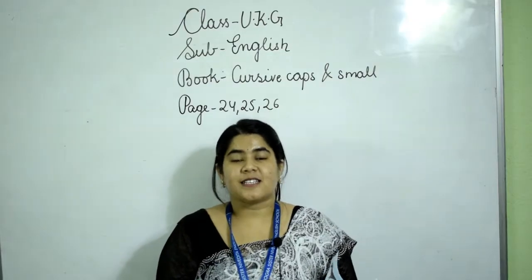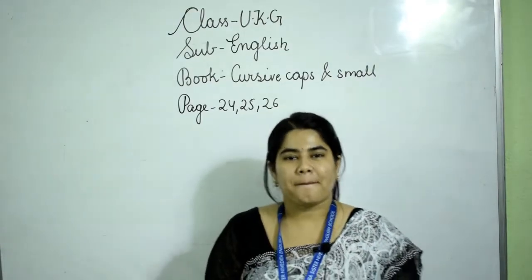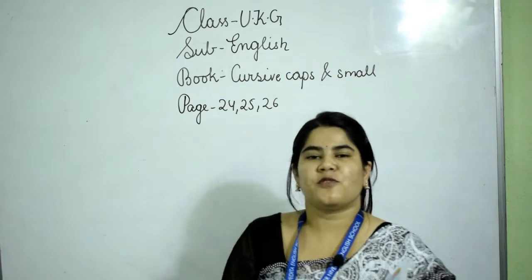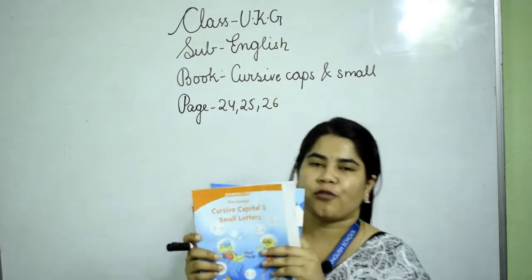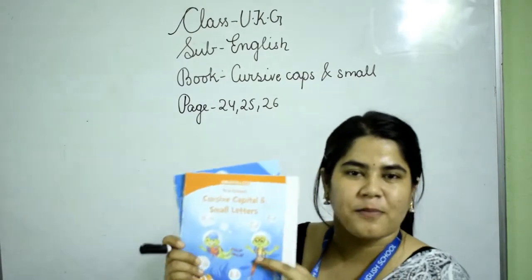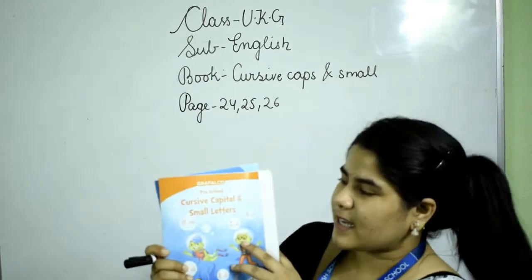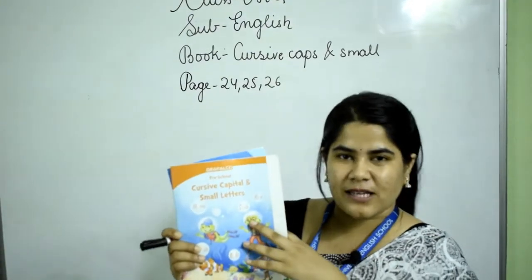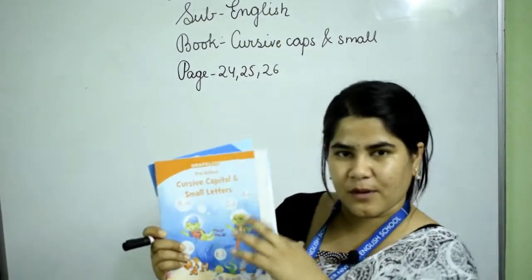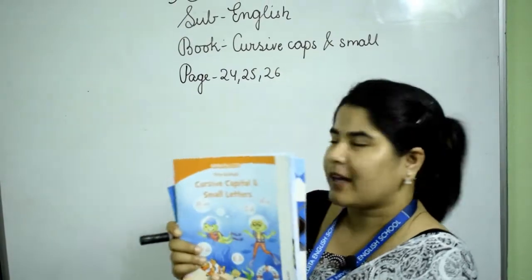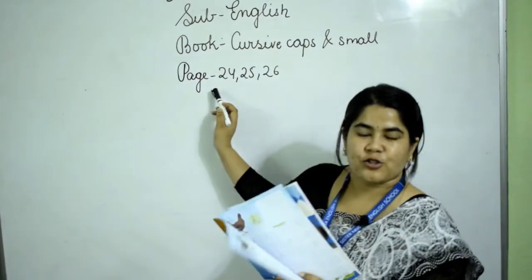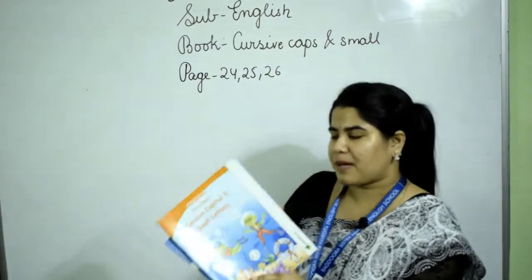So kids, just now we have finished up with maths, right? Now we will be moving on to English. So for English, we are going to follow this book today. The name of the book is Cursive Capital and Small Letter Books, and this is the book. Okay, just have a look over here. Now today we are going to do page number 24, 25 and 26.